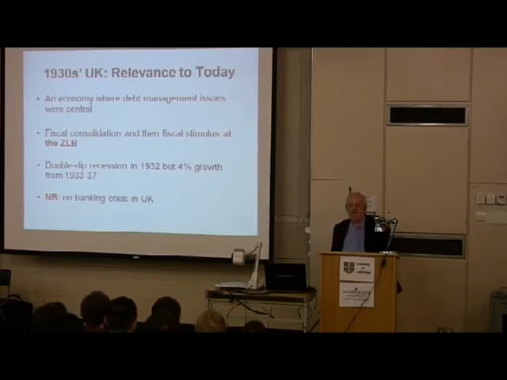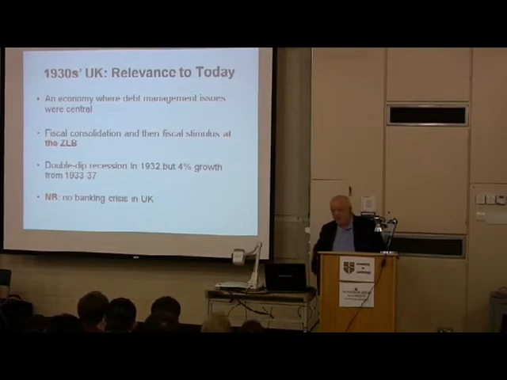From 1935 onwards, we start to see rearmament, and then we can see actually fiscal stimulus being introduced to the economy, again at the lower bound, with interest rates being held basically pretty constant. There was a double-dip recession in the 1930s, but it was followed by strong growth. 4% growth would look quite attractive, I think, to Mr. Osborne and his colleagues today.